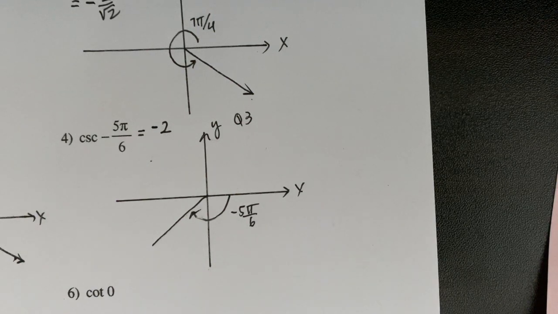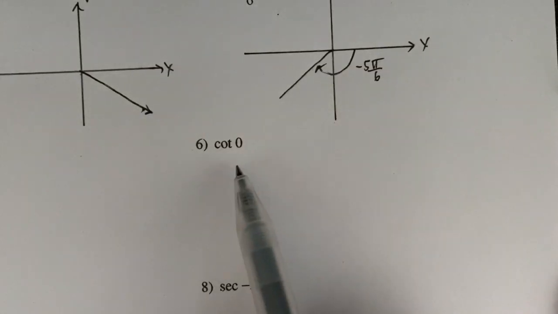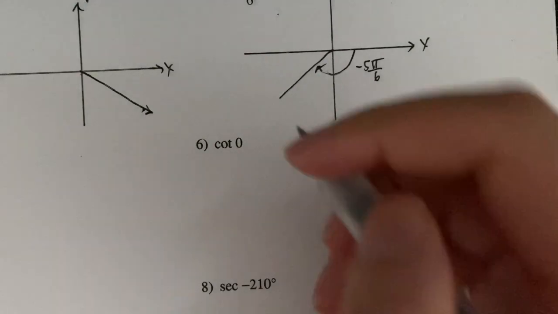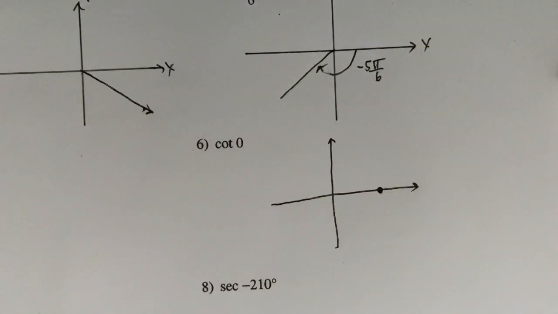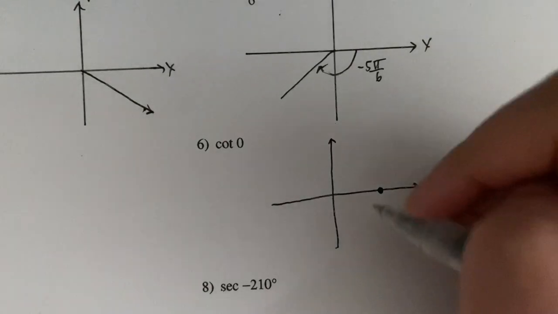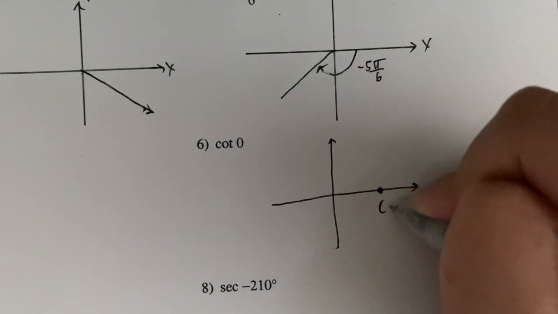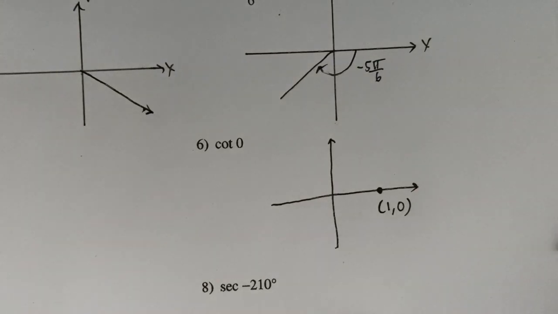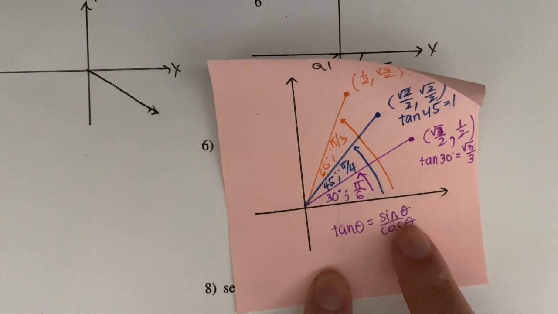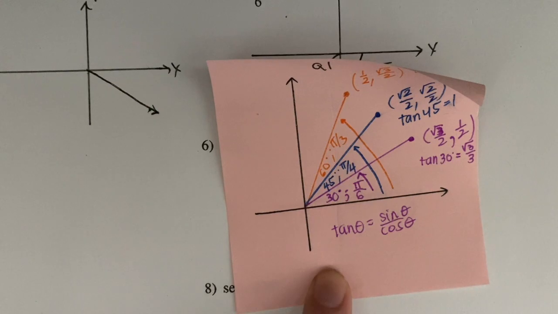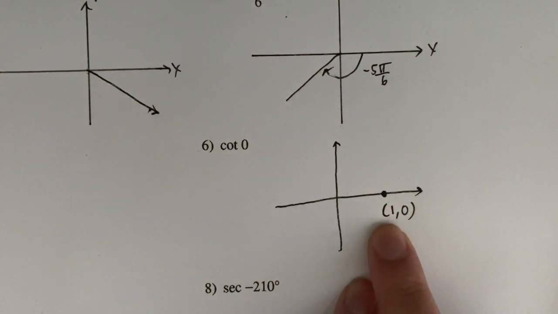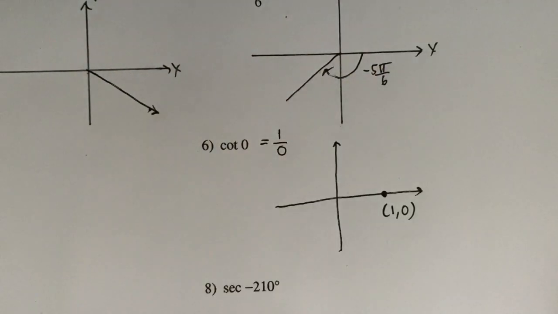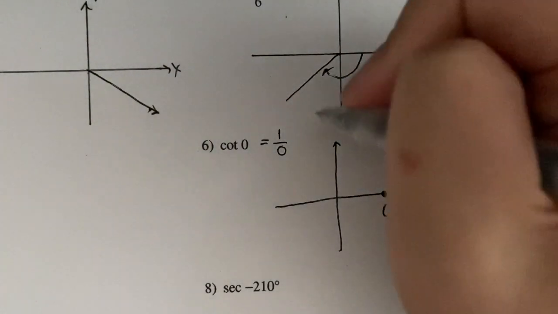Let's do one last problem together. For number 6, we're asked to find cotangent of 0 degrees, or 0 radians. 0 radians occurs on the positive side of the x-axis, and it's associated with the point (1, 0). Now, if tangent is sine over cosine, since cotangent is the reciprocal, cotangent is going to be cosine over sine. So let's take the cosine value over the sine value. We get 1 over 0, and this is undefined.